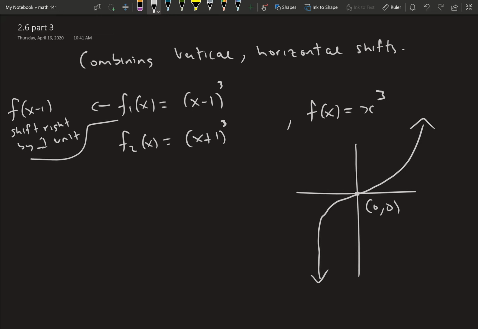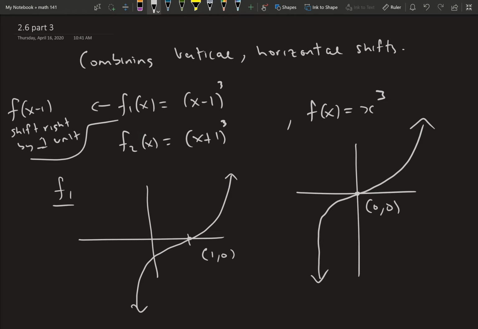So for f1, the graph is going to be as follows. We take one point, say that point, and move it to the right by 1. So we have 1, 0 here. Notice that point is correct. If you plug in 1, you'll get 0. And then you just draw a similar graph. So this is the graph of f1 right here.